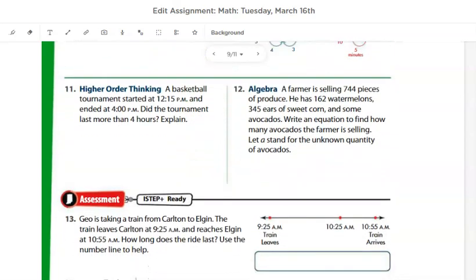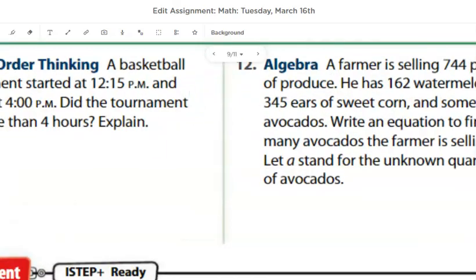Number 11, higher order thinking. This is your brain builder. A basketball tournament started at 12:15 p.m. and ended at 4 p.m. Did the tournament last more than 4 hours? Explain. Well, I can use my T-chart here again.